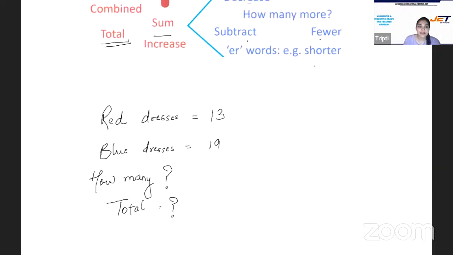I'm giving you time to do this. Come on. Yes, if it's altogether or total, we have to add. So if we add here, 9 plus 3 is 12. 1 plus 1 is 2, plus 1 is 3. The answer is 32. That means in total, she has 32 dresses.